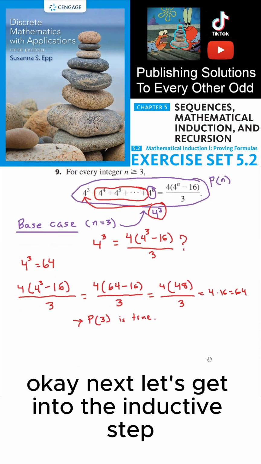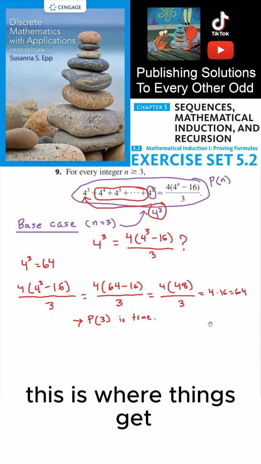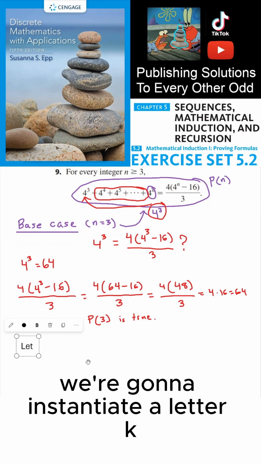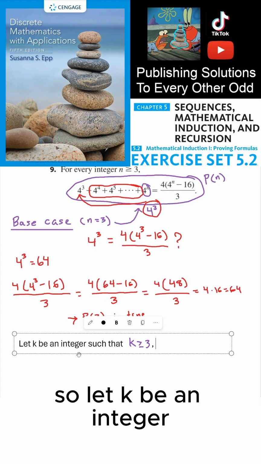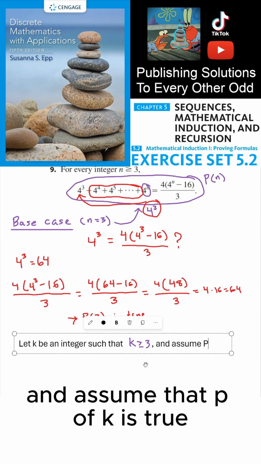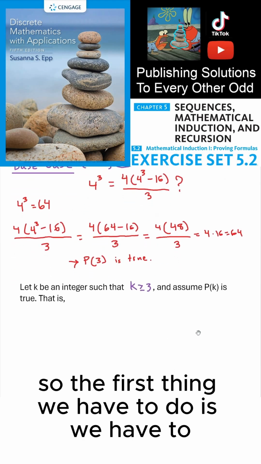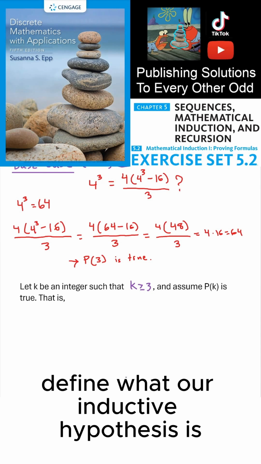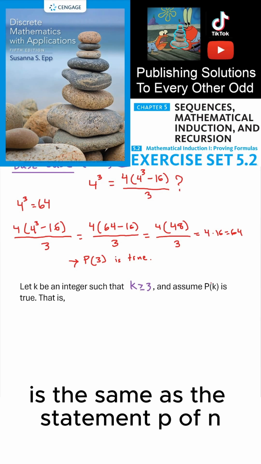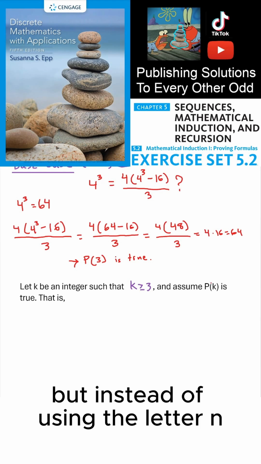Okay, next, let's get into the inductive step. This is where things get pretty crazy. What we're going to do is instantiate a letter k. So let k be an integer such that k is greater than or equal to 3, and assume that P of k is true. The first thing we have to do is define what our inductive hypothesis is. The inductive hypothesis P of k is the same as the statement P of n, but instead of using the letter n, we use the letter k.